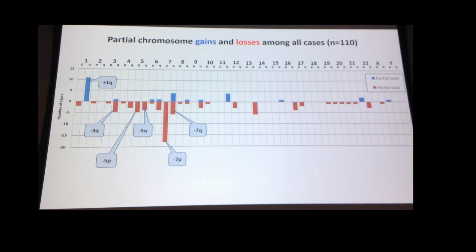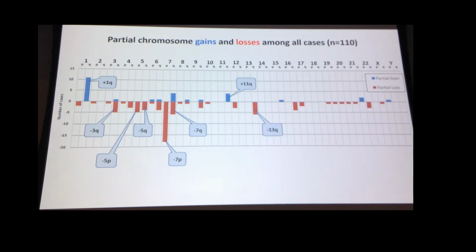Here are some abnormalities that are seen in acute myeloid leukemia outside of the Down syndrome setting, but are overrepresented among these patients. So additions of material in the short arm of chromosome 1, loss of material in the short arm of chromosome 5, and loss of material in the short arm of chromosome 7, and then we also had that loss of 7q as well.